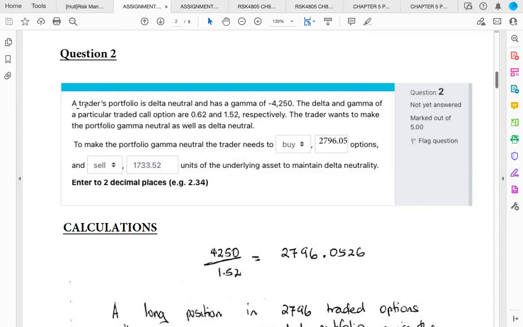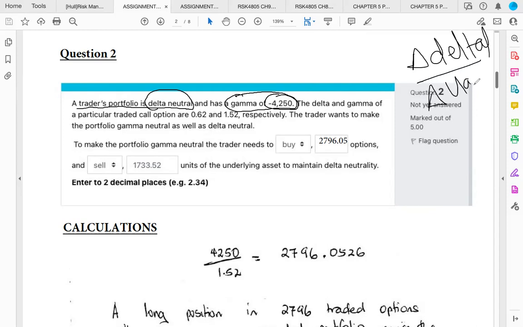The question is saying that we've got a trader's portfolio which is delta neutral. We now know what this means: small changes in the price of the underlying asset will not affect the value of the portfolio. And we've also been told that the gamma of the portfolio is -4,250. This means that for changes in the price of the underlying asset, our delta will change by -4,250. Remember, gamma is the change in delta for changes in the underlying asset price.